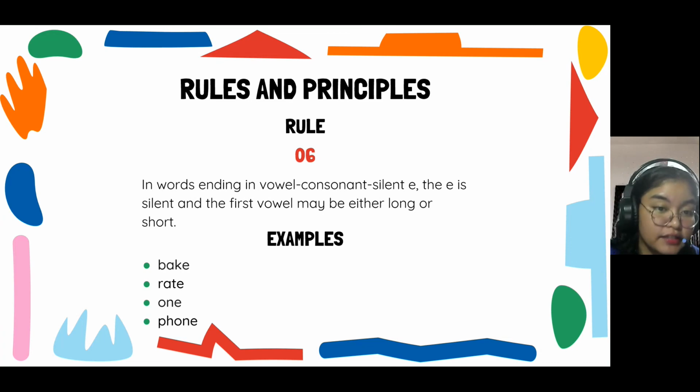Let us try the first word. The first words are bake and rate. They both have a long vowel sound and the vowel E is silent. Meanwhile, the words one and phone have a short sound and the vowel E is silent as well. In this rule, the student should be flexible in pronouncing the vowel sound. Again, in rule number 6, we are not pronouncing the E in some words at the end of it.